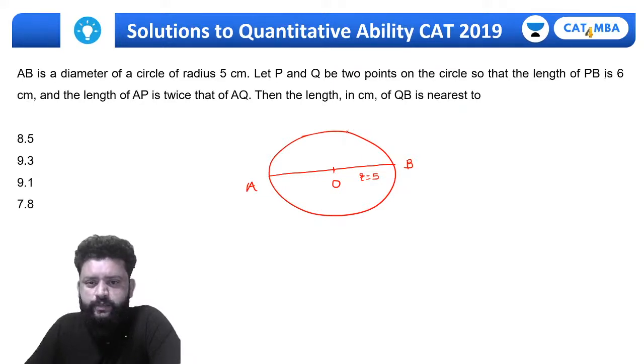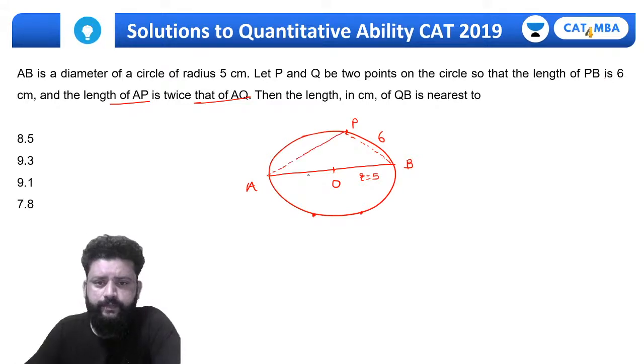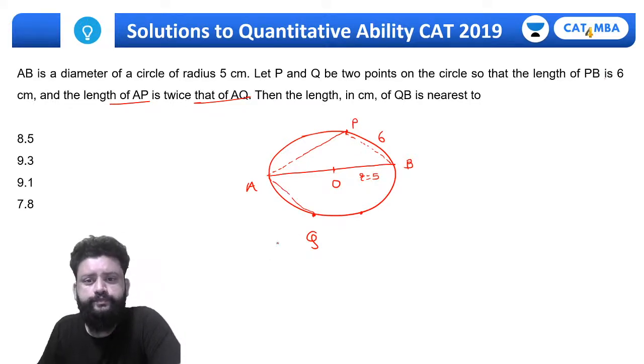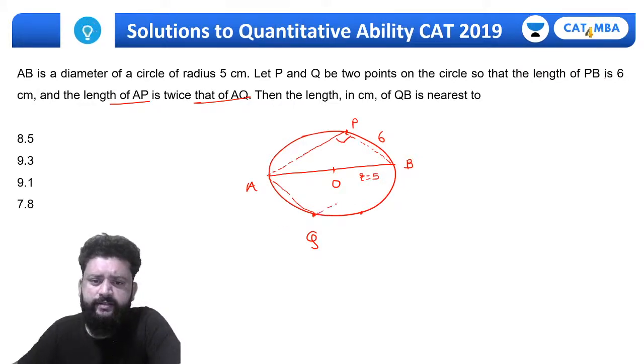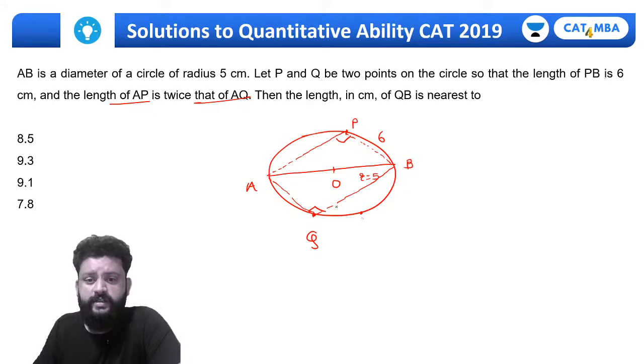Okay, so let's take this point as P, and PB is 6, and let's take another point Q, and we know the length of AP is twice AQ. And we know the diameter subtends the right angle at any point on the circumference, right?